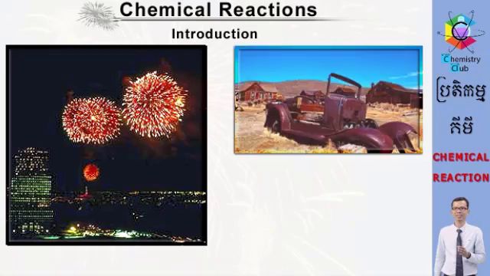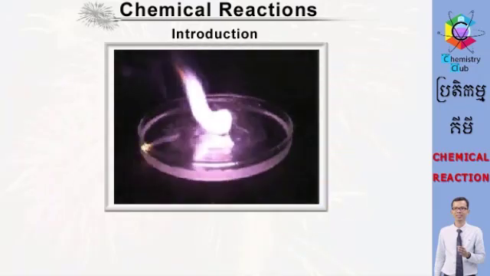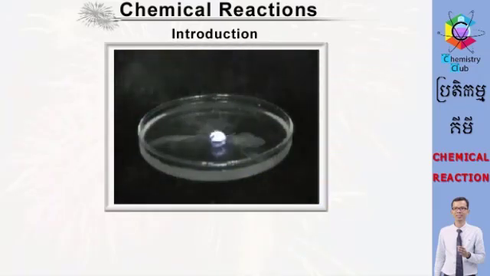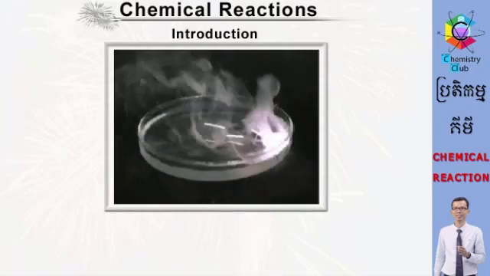A car rusting in a field, the hardening of concrete at a construction site, and the digestion of food inside the human body are all examples of chemical reactions. The careful, systematic study of what happens during chemical reactions has provided chemists with much of their knowledge about chemistry.